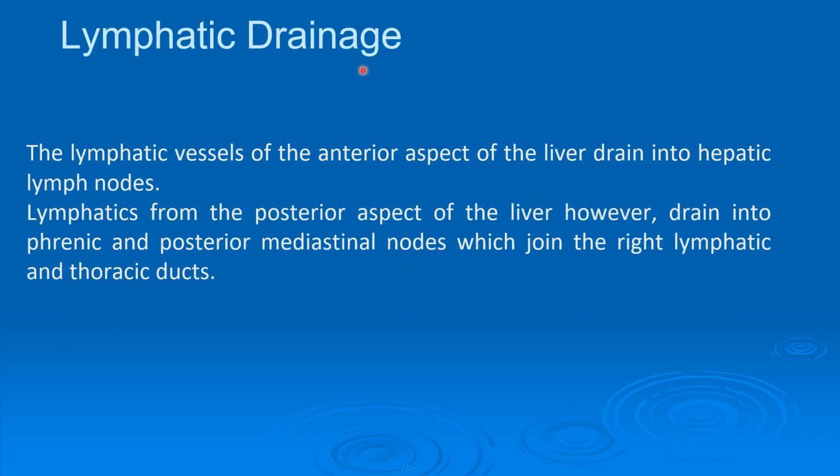About the lymphatic drainage, the anterior aspect is drained into hepatic lymph nodes and the posterior aspects are drained into phrenic and posterior mediastinal lymph nodes, which join with the right lymphatic and thoracic ducts.